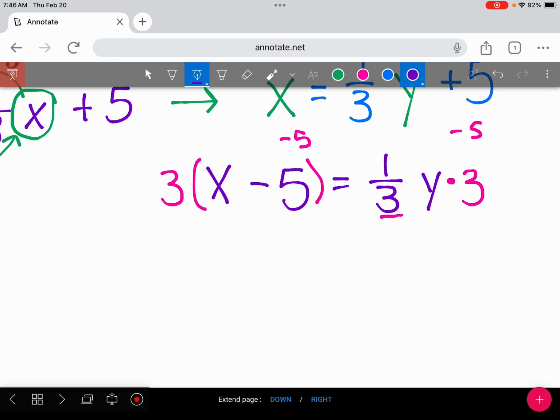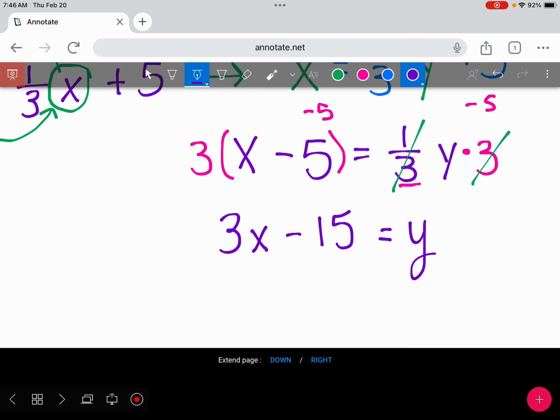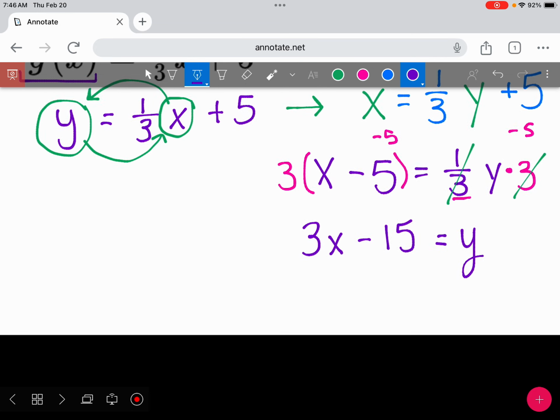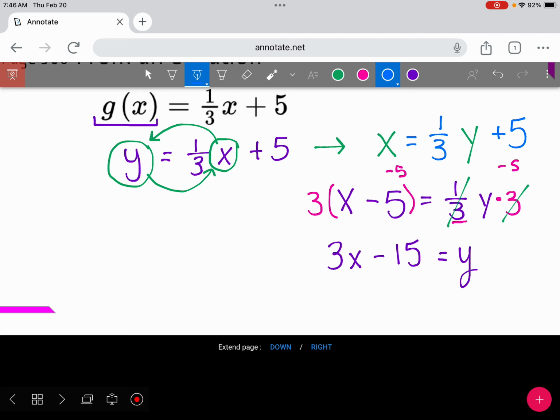Either way, what are we going to wind up with on our left side here? 3x minus 15. And our right-hand side, my 1/3 and my 3 cancel out, which I don't want to do that in purple. There we go. So we're left with just our y. Our last step is to put it back in our function notation. So this guy was called a g of x. So our inverse is going to be the g inverse of x. Or the inverse of g of x. I don't care how you say it. 3x minus 15.